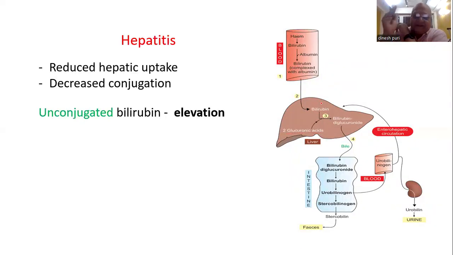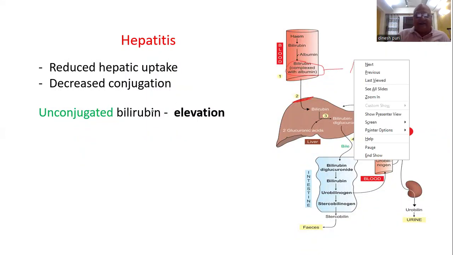Now what is happening in hepatitis? In hepatitis, there is reduced hepatic uptake because the diseased liver cells cannot take up the circulating bilirubin. So reduced hepatic uptake will be there. As a result, the level of the unconjugated form of bilirubin will increase. So in hepatitis, there is elevation of the unconjugated bilirubin.